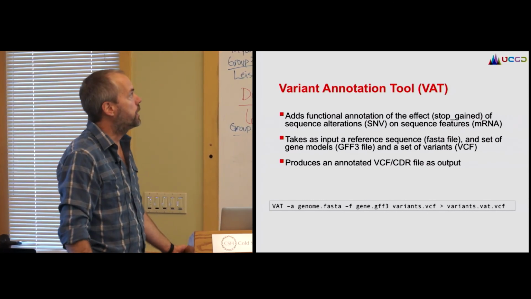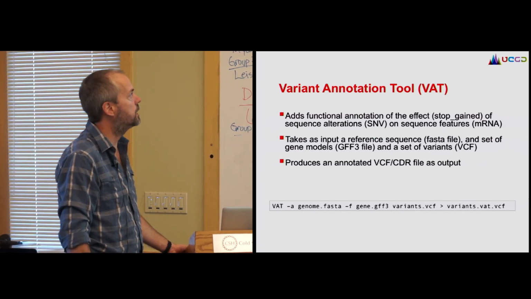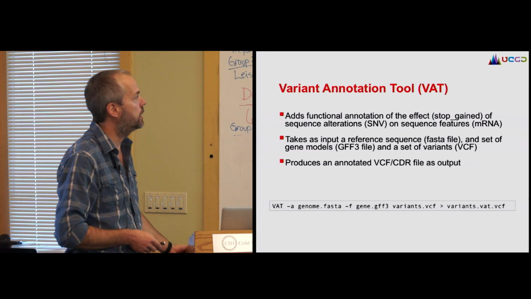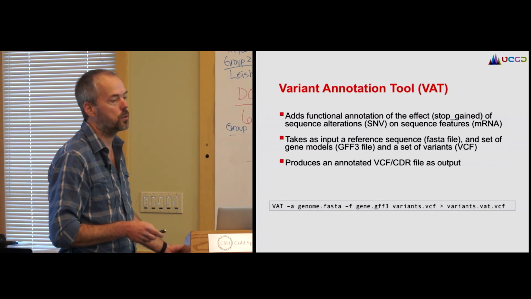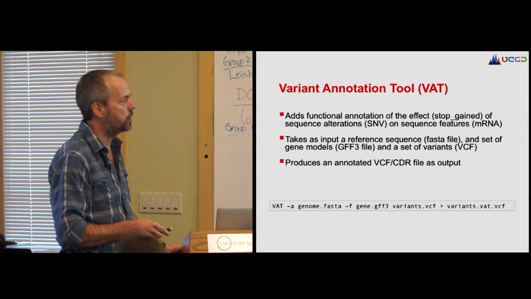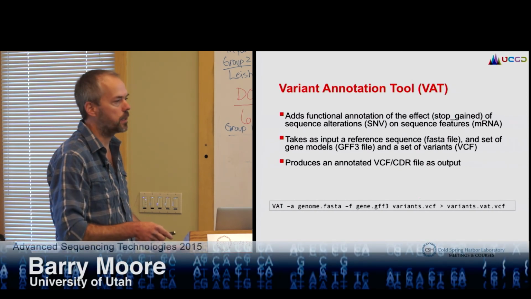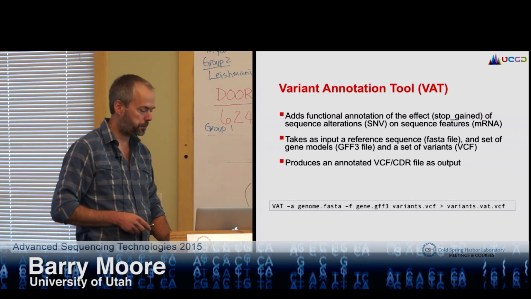Okay, so the variant annotation tool, VAAT, adds functional annotations, for example, stop gain, of sequence alterations like the SNV caused a stop gain on a particular mRNA. It takes as input a FASTA file, a GFF3 file, and a VCF file, and it produces an annotated output file of VCF or CDR format for the tools downstream. So we'll be doing some of this in the lab this afternoon, but to just give you a general sense, -A, and we give it the genome, -F, and we give it the gene models. We give it the VCF file, and to standard out, it writes out the annotated VCF file.